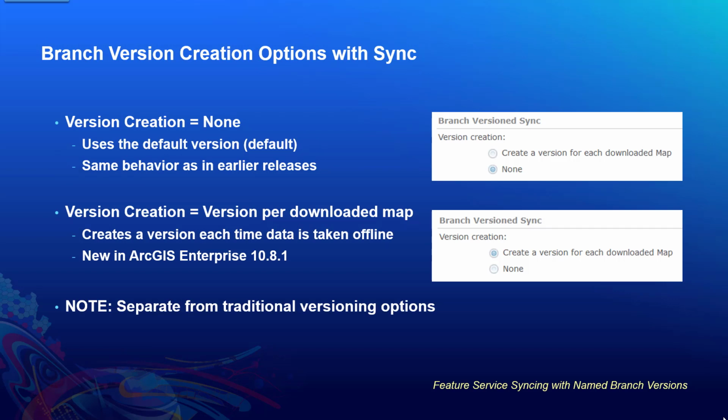In ArcGIS Enterprise 10.8.1, you now have two options for version creation with sync. The first is called version creation equals none. That's the same as you currently have starting at 10.7. That's where the default version is used for sync. The new option is the version per downloaded map. What this does is it uses this version every time offline data is synchronized.